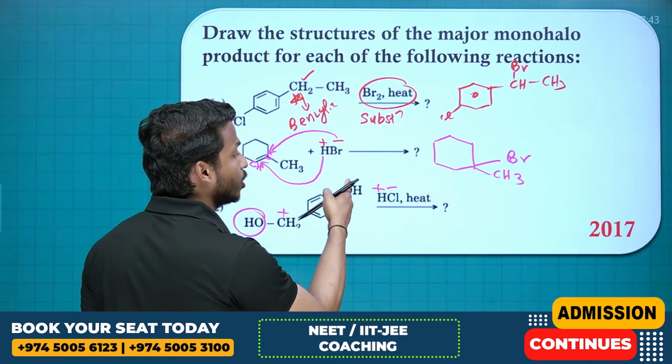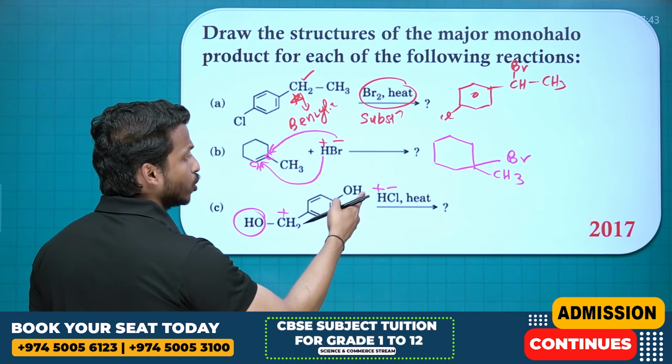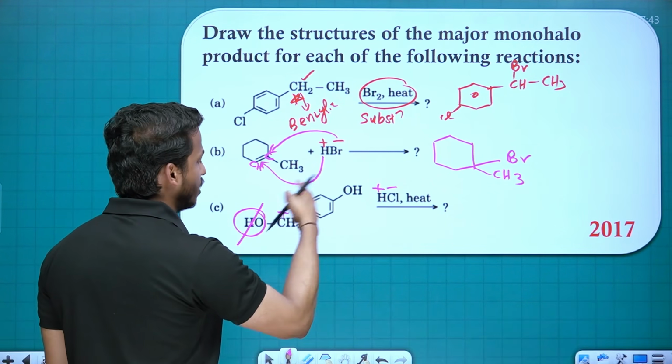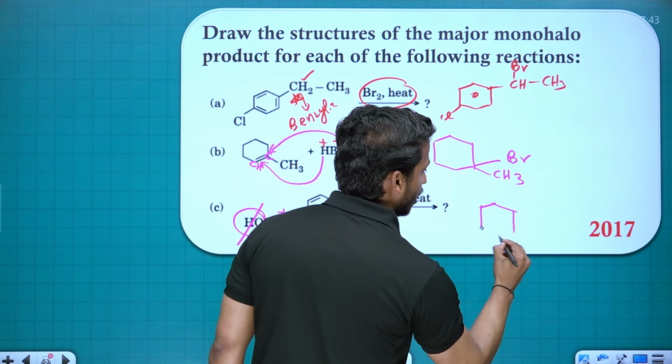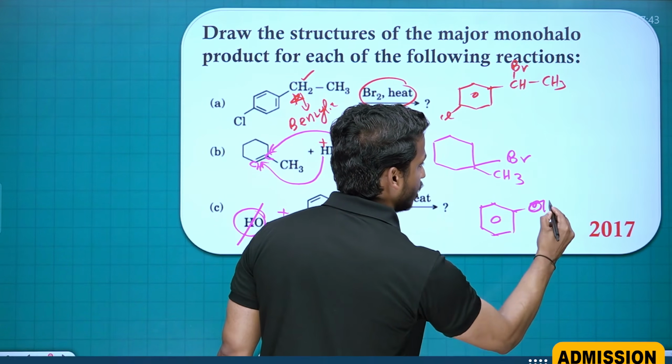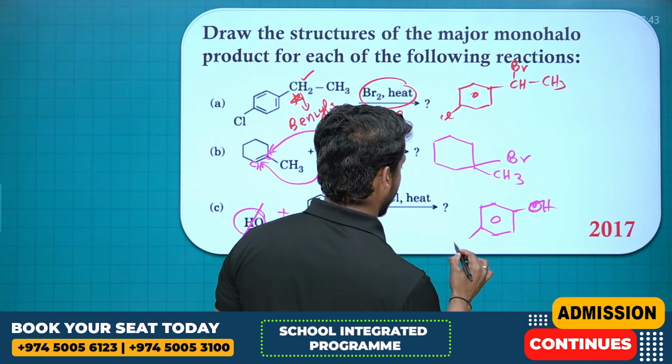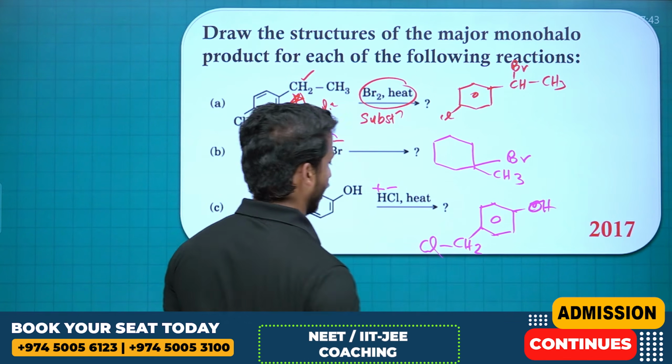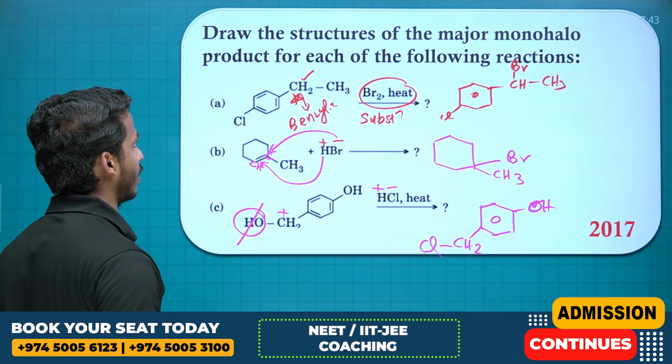We can't take this OH because it is involved in resonance, right? So let me remove this OH and put Cl in this position. So we get benzene, one OH is already here. And on this side, we have CH2Cl as a product, plus water we can write.